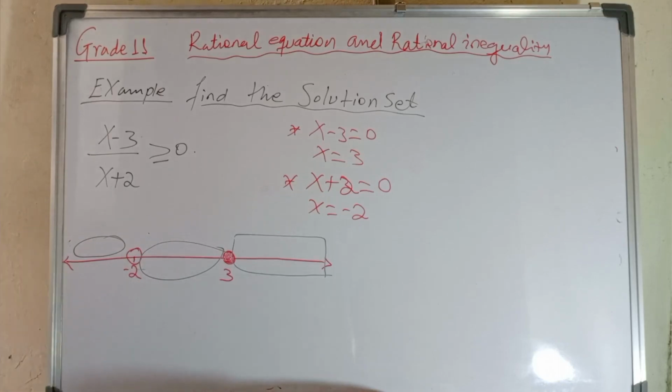These are the regions that are important on the number line. These 3 regions are very important on the number line. We need to determine the sign of each of the regions.